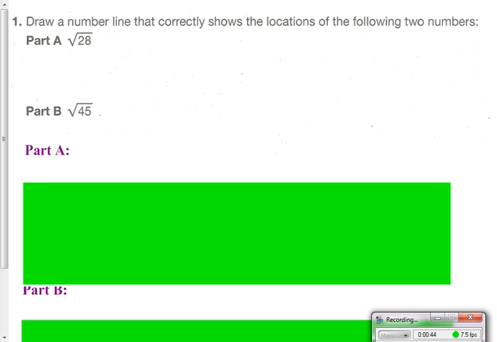Example 1, draw a number line that correctly shows the locations of the following two numbers. Part A, square root 28. What you want to do is figure out what two perfect squares this would be between, and that would be the square root of 25 and the square root of 36. This being 5, that being 6. So the square root of 28 is between 5 and 6.